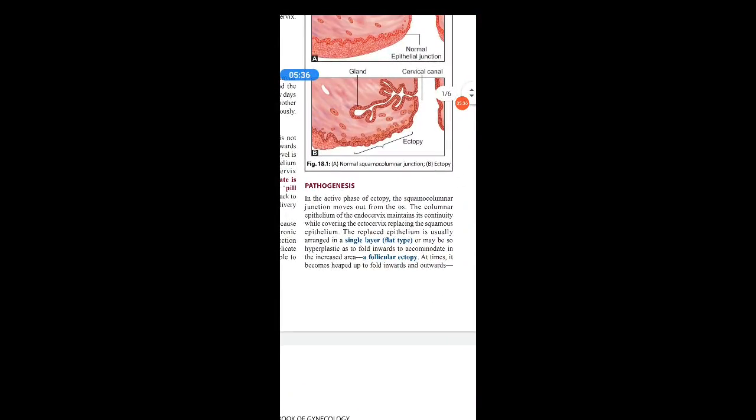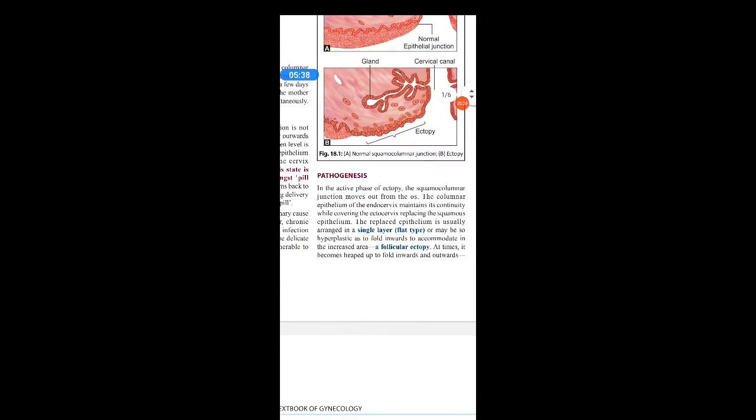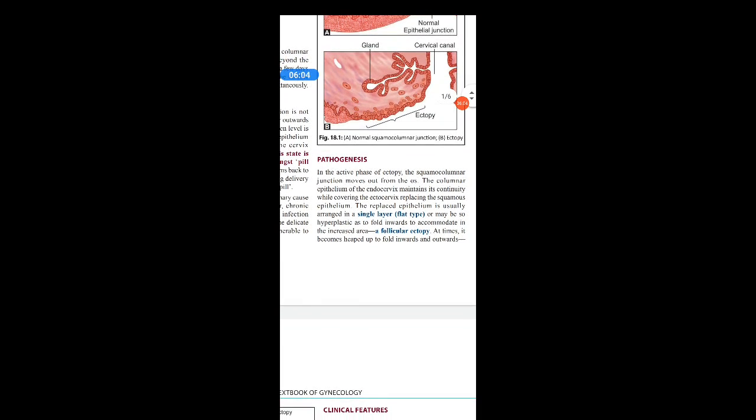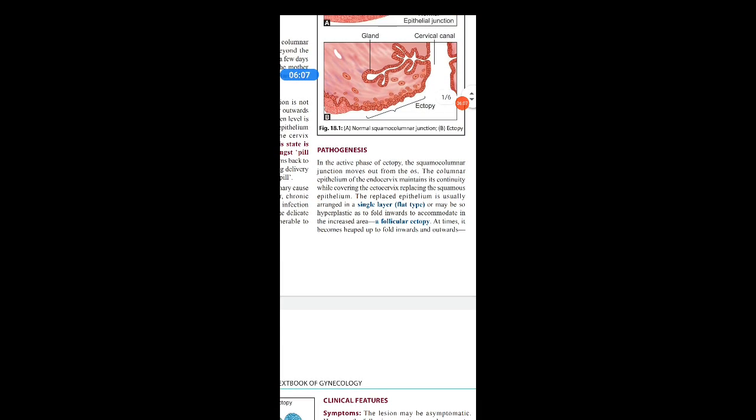Coming to its pathogenesis, in the active phase of the ectopy, the SC junction moves out from the os. First, the squamocolumnar junction moves out from the external os. Then the columnar epithelium of the endocervix maintains its continuity while covering the ectocervix, replacing the squamous epithelium. So the columnar epithelium of the endocervix comes out and covers or replaces the squamous epithelium of the ectocervix.